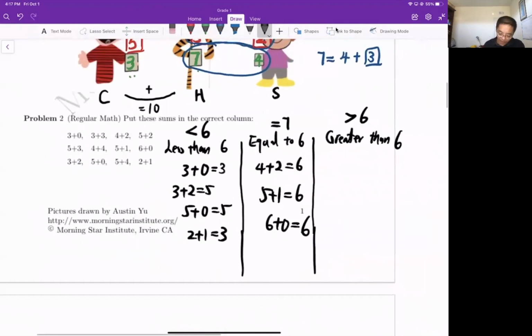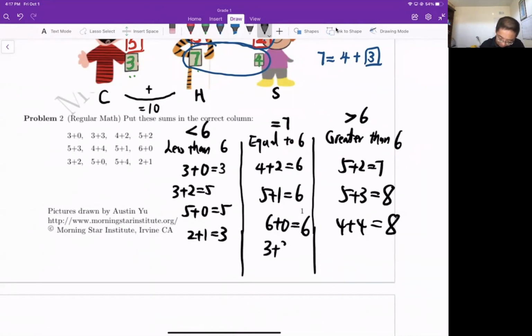Now let's look at those that are greater than 6. Well, 5 plus 2 is 7, which is of course greater than 6. And what else? 5 plus 3 is 8, greater than 6. 4 plus 4 is also 8, greater than 6. We also have 3 plus 3, which equals 6. And then we have 5 plus 4, which is 9, also greater than 6. So we put them into 3 groups: less than 6, equal to 6, and greater than 6.